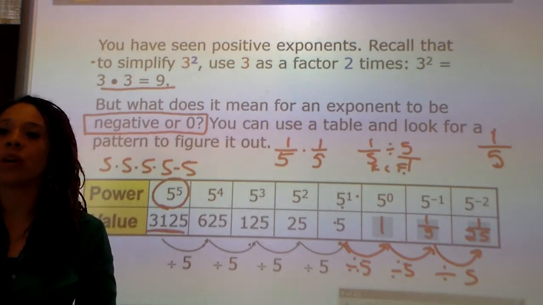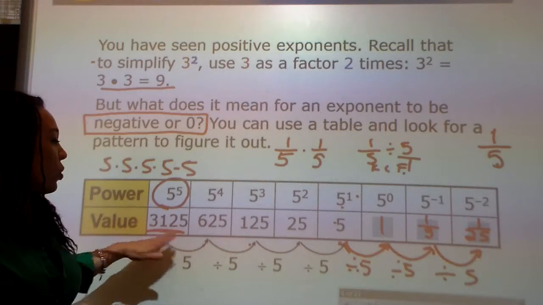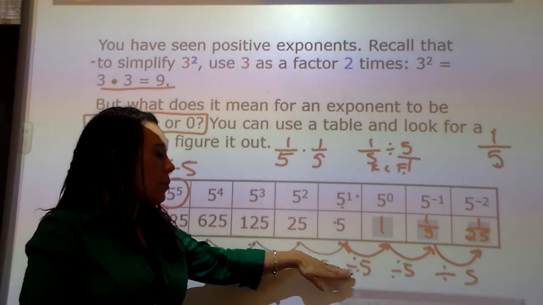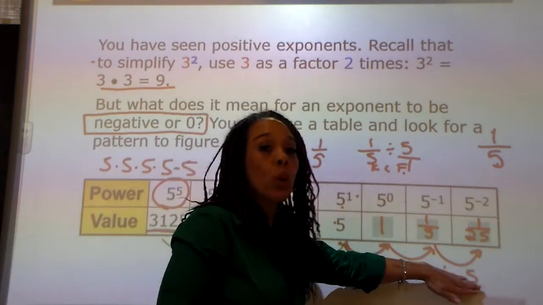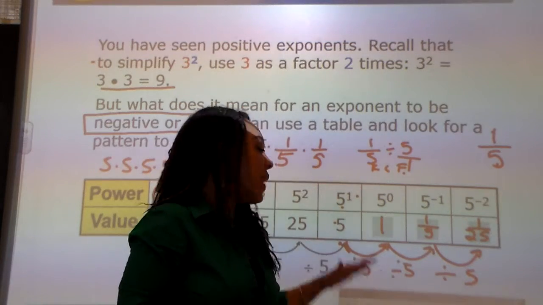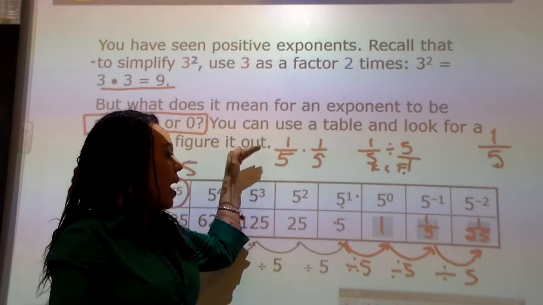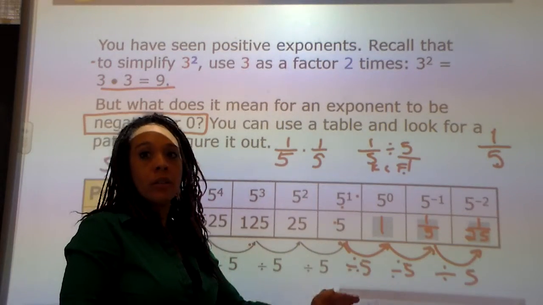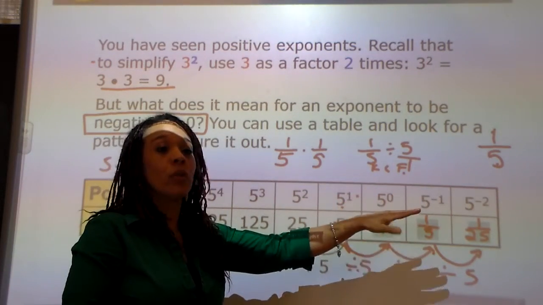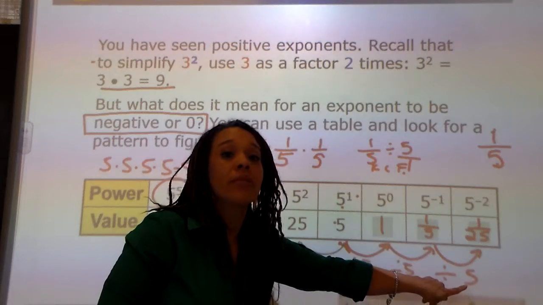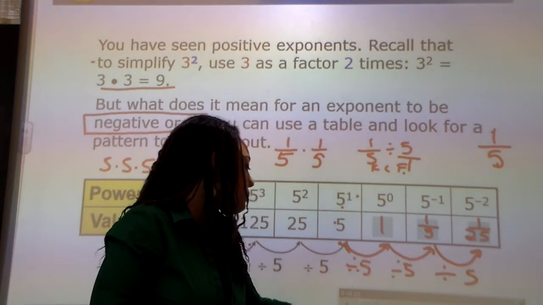5 times 5 is 25. So if you were really having a problem with remembering the rule that I'm going to show you soon, that's a way you could figure it out. But if you notice the pattern, every time you drop one power, even dropping down to the negative, you continue to divide by 5. Okay?